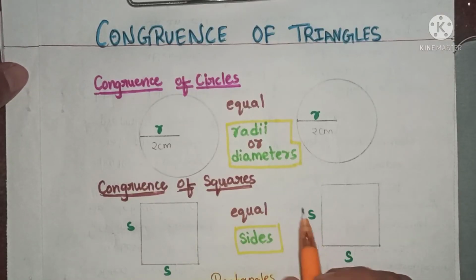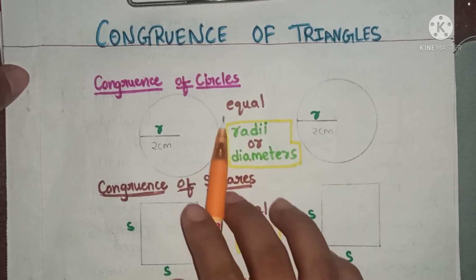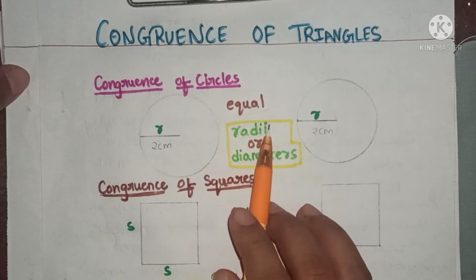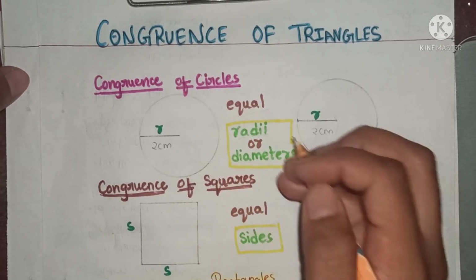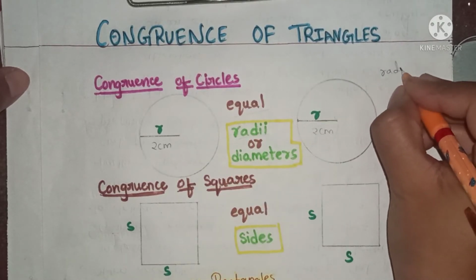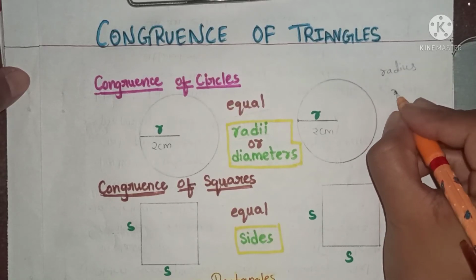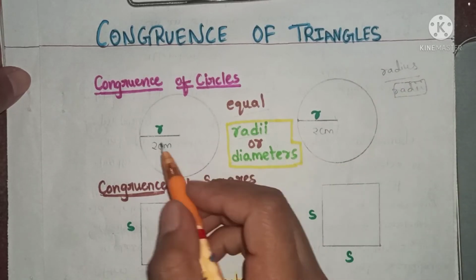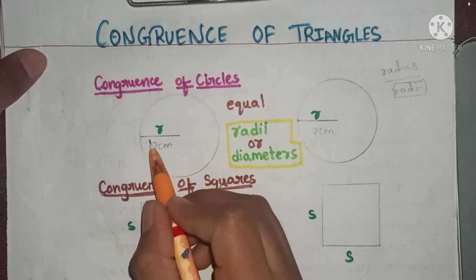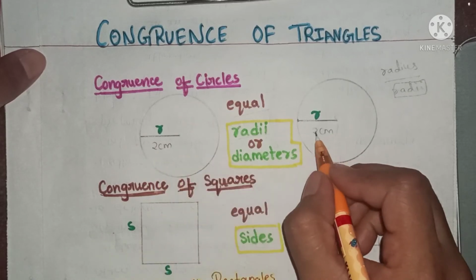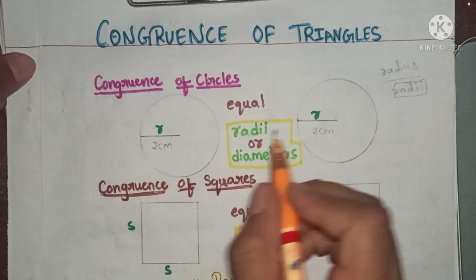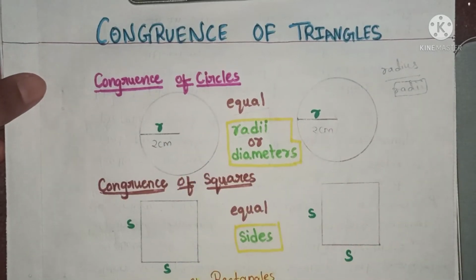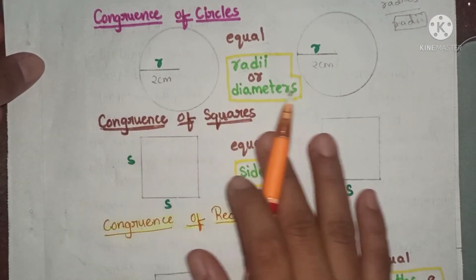Congruence of circles. So now the two circles are said to be congruent if they have equal radii, that is radius or diameters. Children, remember radius, the plural form of radius is radii. That means more than one radius is said to be as radii. So here you can see this circle is of 2 cm radius and this also 2 cm radius. So both are equal, right? So they are congruent circles.